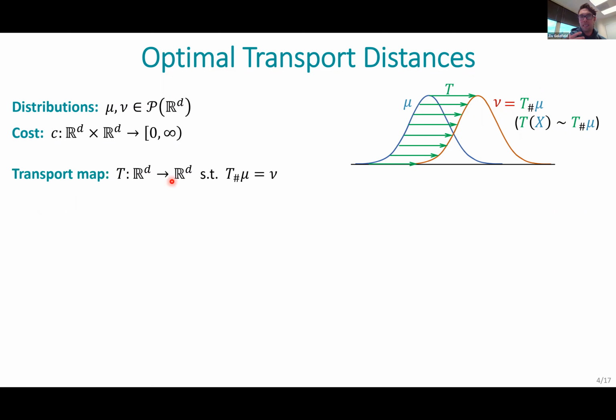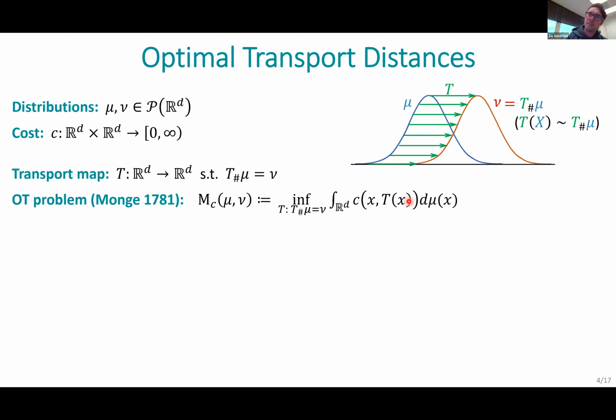This brings us to the original formulation of the optimal transport problem, which is due to Gaspard Monge from almost 250 years ago, where we look at the most cost-efficient way of transporting mu onto nu, optimizing over all such deterministic transportation strategies as modeled by these transport map functions that we have just introduced. All right, does this make sense? Any questions here?